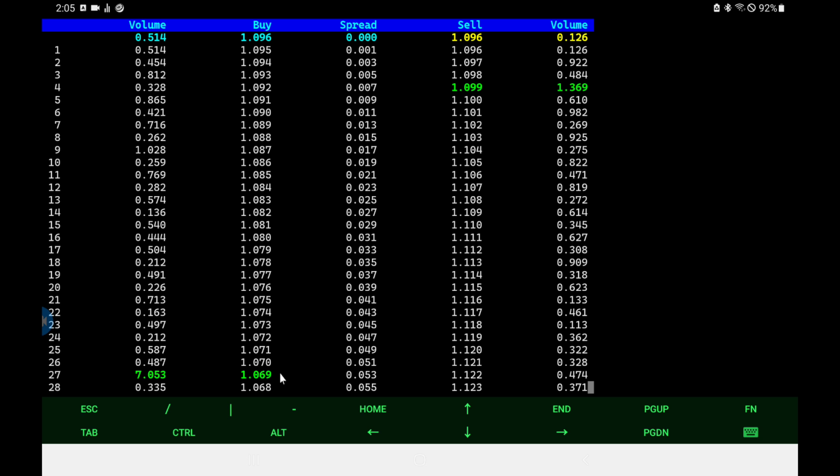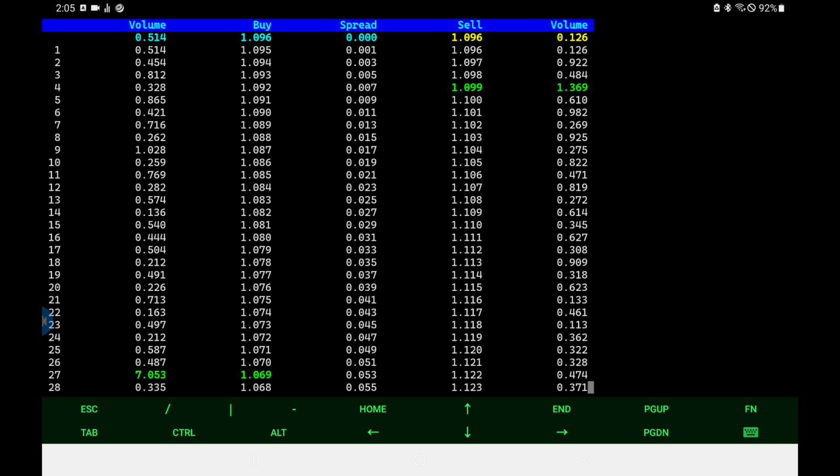Now, keep this number in mind. This is important because I'm going to show you something about the order book that is very critical. If you aren't actually paying attention to this, it could cost you money, both in the short term and the long term. 1.069 is where the buyers want the price.